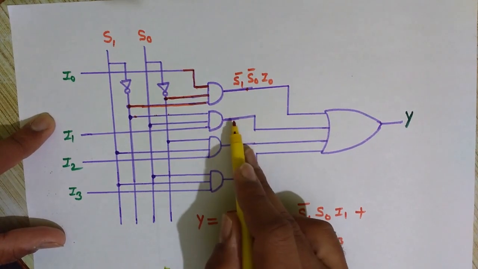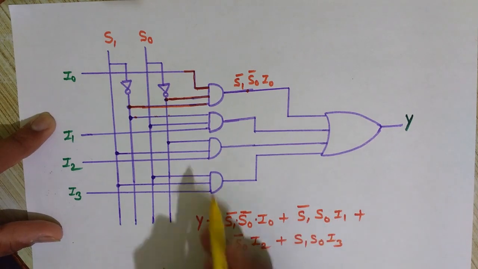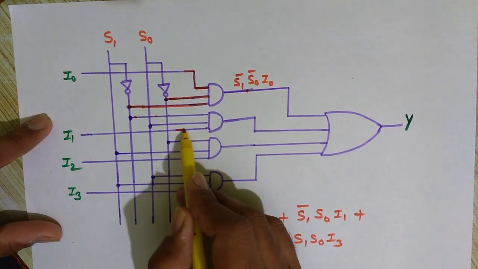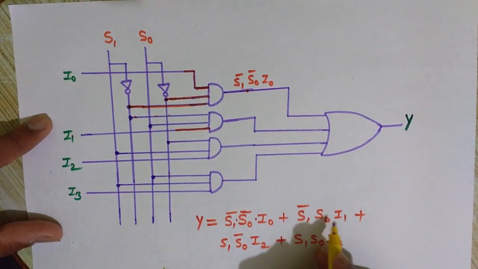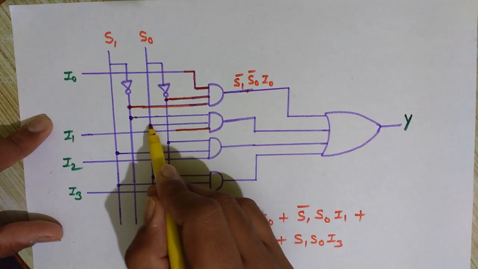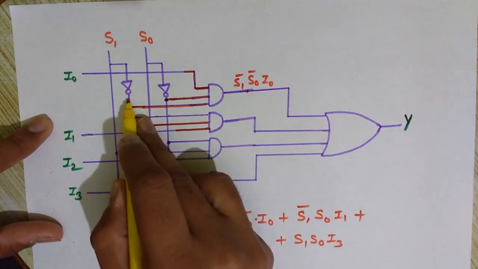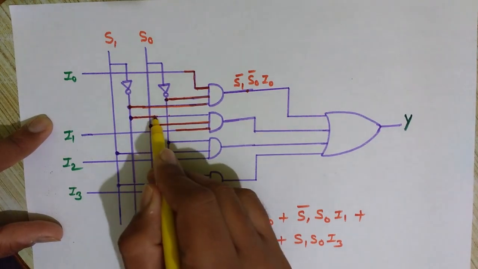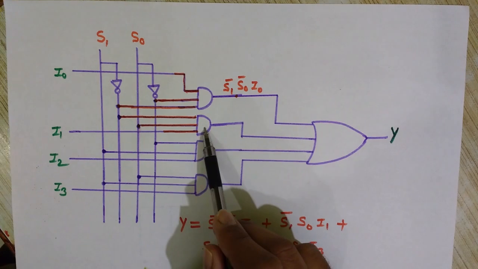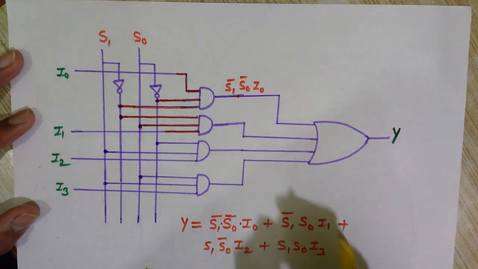Now what is this output? This output is the AND of these three: S1 bar, S0 and I1. Look at this. This is the I1 line. I want to AND these three. The second thing is S0, so where is S0? The S0 line is this. And the third input is S1 bar. This is the line of S1, and this is the S1 bar line. These three will be ANDed here using an AND gate, and at the output I will get S1 bar, S0, I1.